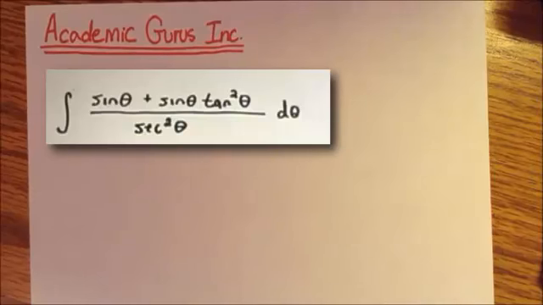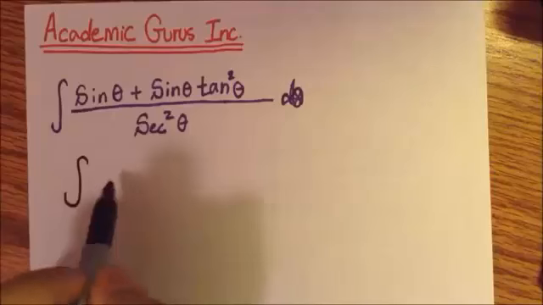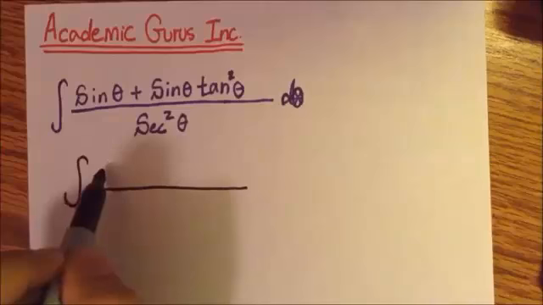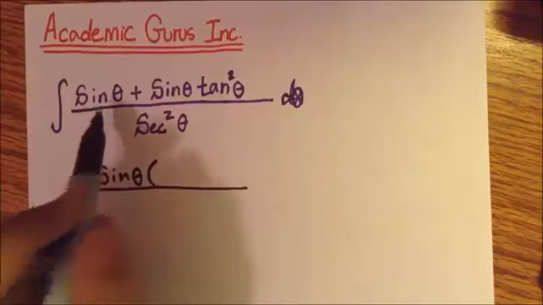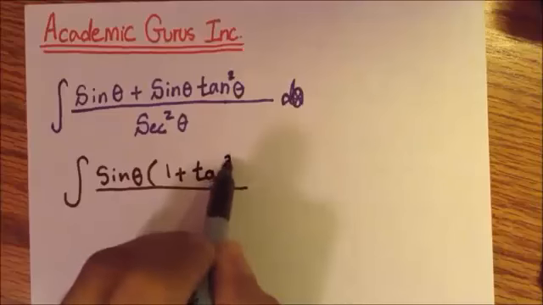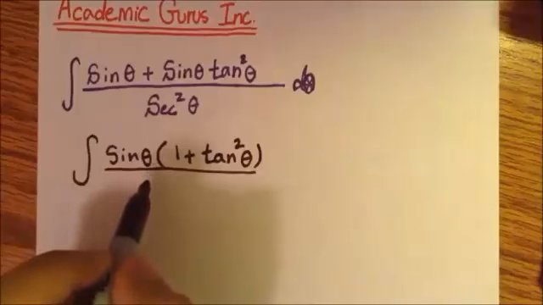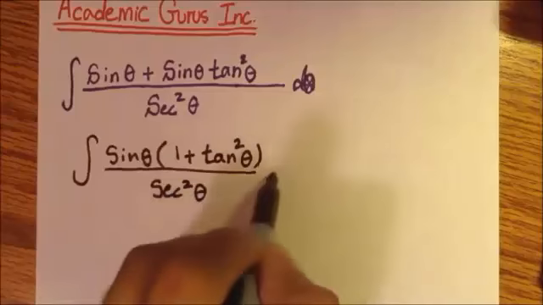So the first thing that I would do in this case is to factor out the numerator and then just take it from there. So we're going to have our integral sign again, and then we're going to factor out the sine, so it's going to be sine theta, and then from here we're going to get 1 plus tangent squared of theta, all of this being divided by secant squared of theta.